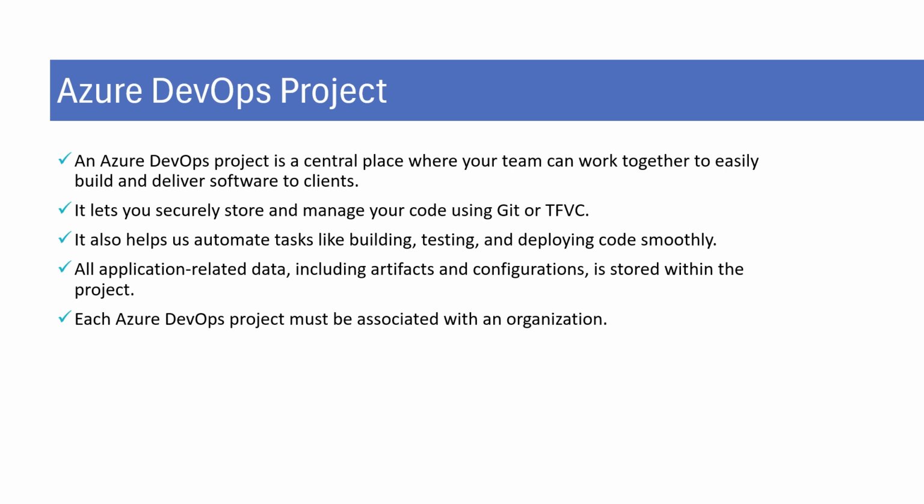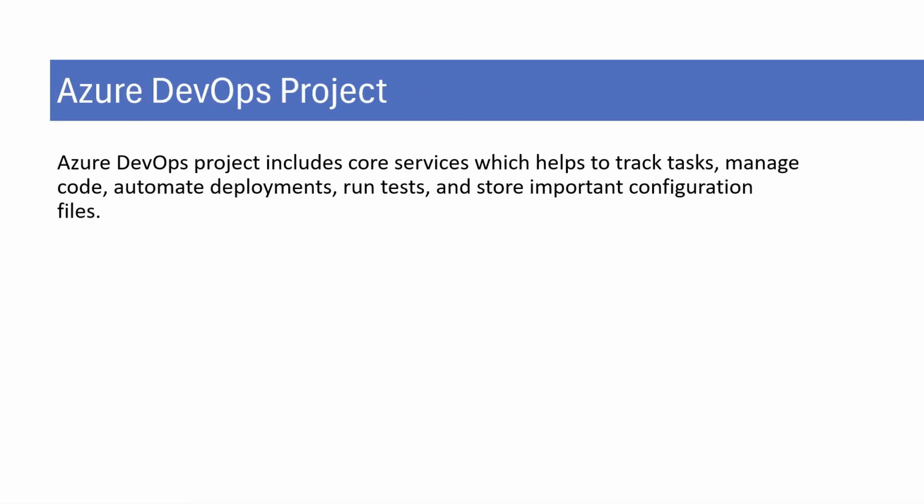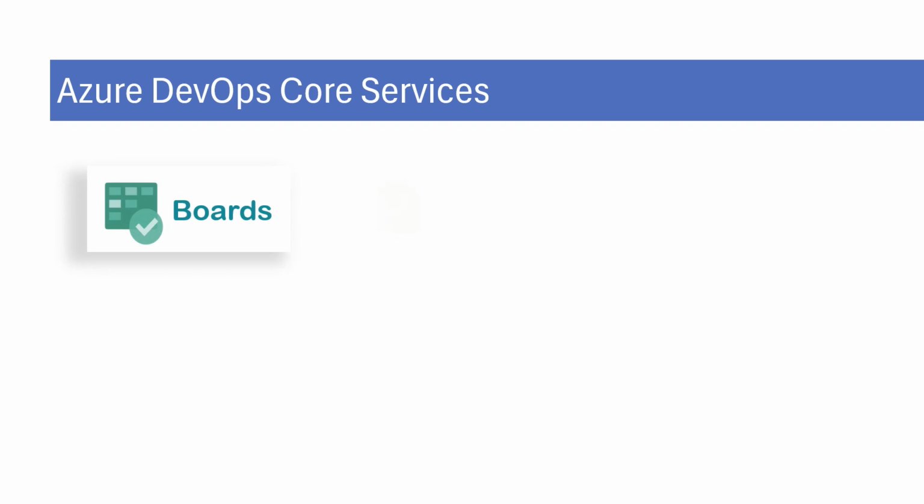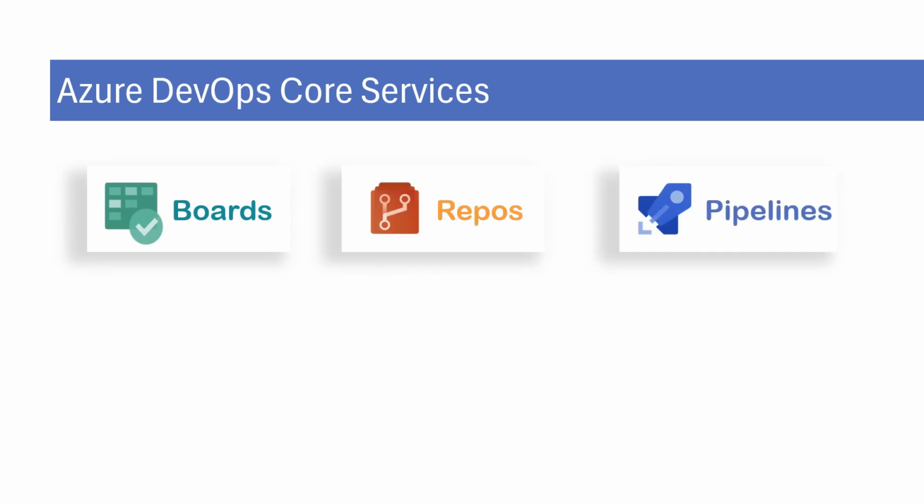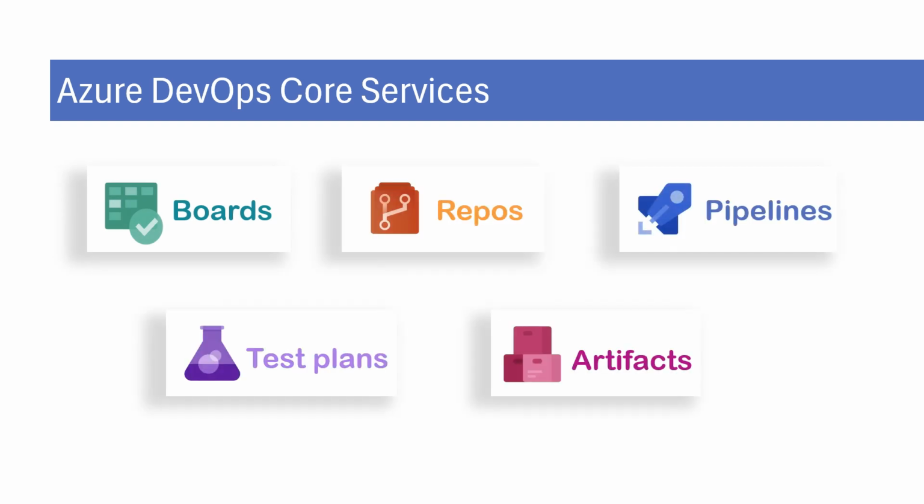All application related data, including artifacts and configurations, is stored within the project. Each Azure DevOps project must be associated with an organization. Azure DevOps project includes core services which help to track tasks, manage code, automate deployments, run tests, and store important configuration files such as Azure Boards, Azure Repos, Azure Pipelines, Azure Test Plans, and Azure Artifacts.